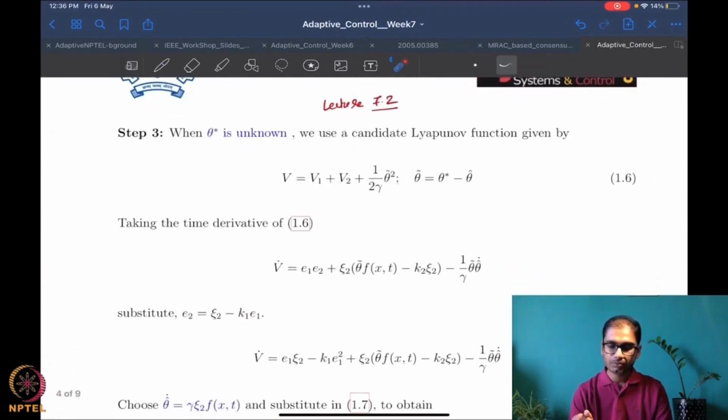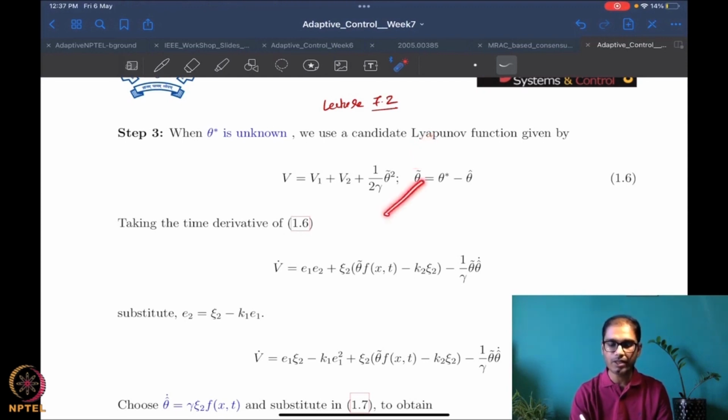Now let's see what happens. As we are always used to doing, whenever there is an unknown parameter, we simply add a term corresponding to the unknown parameter error, and that is theta tilde squared by 2 gamma. As always, theta tilde is defined as theta star minus theta cap. This is standard throughout the course. You always define the error as the true value minus the estimated value. You can always do it the other way around, but this is just a convention that we are following in this course. You're free to do it the other way as long as you're consistent and do not mess up theta tilde dot.